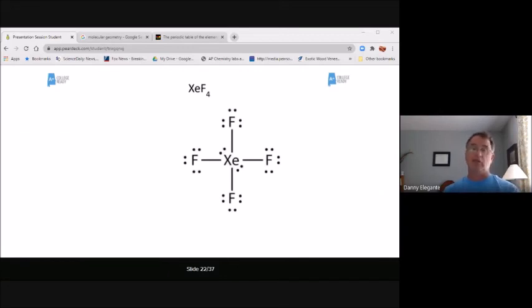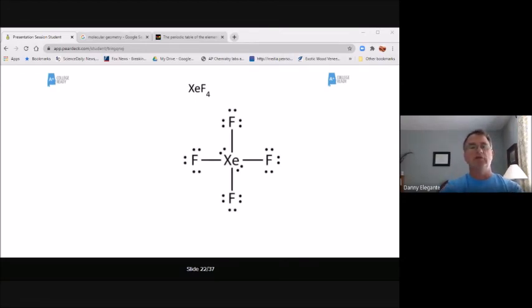And your budget here was huge. You had 4 fluorines, each was 7, that's 28. And then xenon is in group 18, minus 10 is 8. So this is actually 36, and that's a lot.